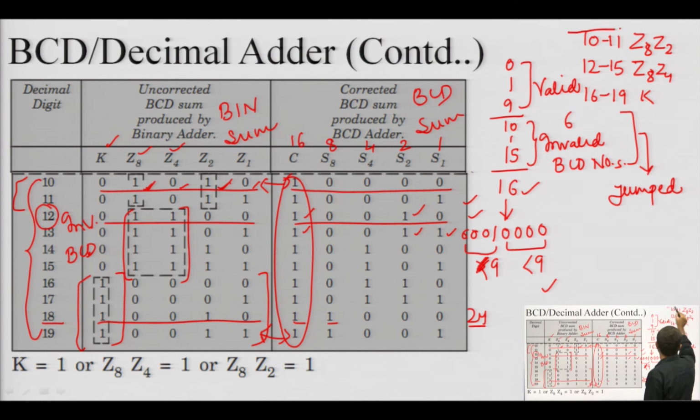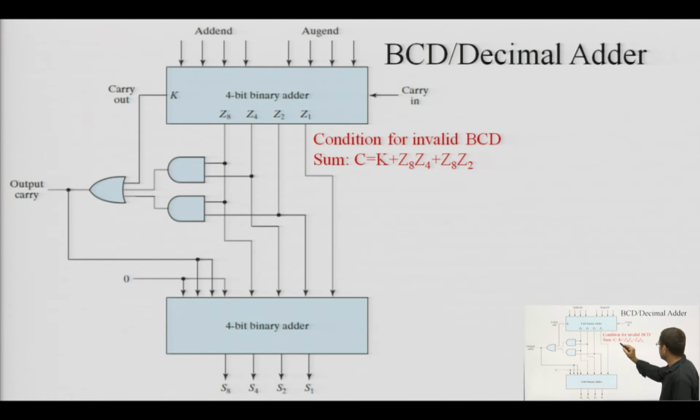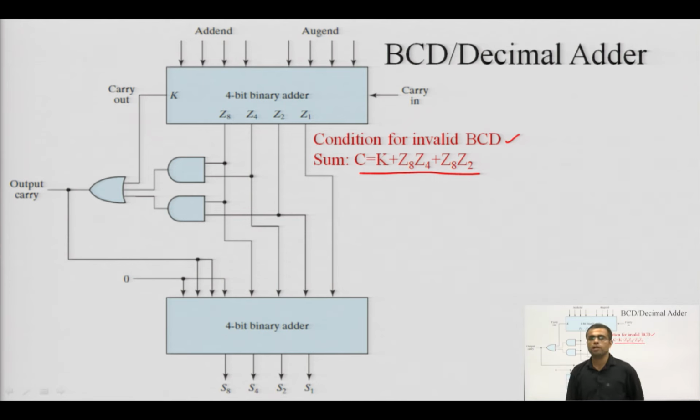So, when we add all these 3 together, I get the condition for invalidity. The condition for invalidity is Z8 Z2 plus Z8 Z4 plus K, and this is equivalent to C. So, as we can see here, the condition for invalid BCD sum is C equal to K plus Z8 Z4 plus Z8 Z2.